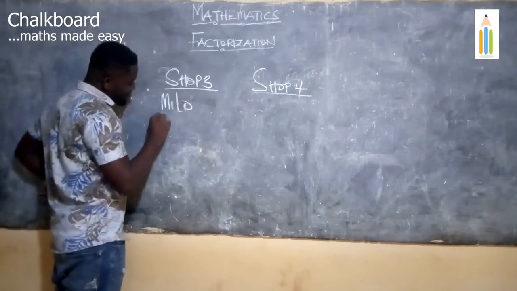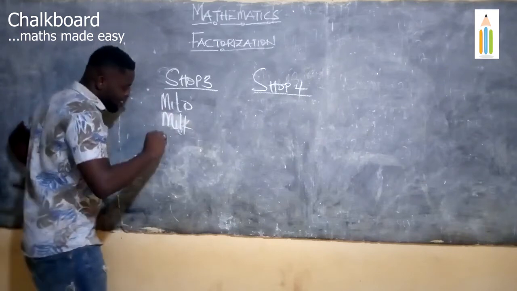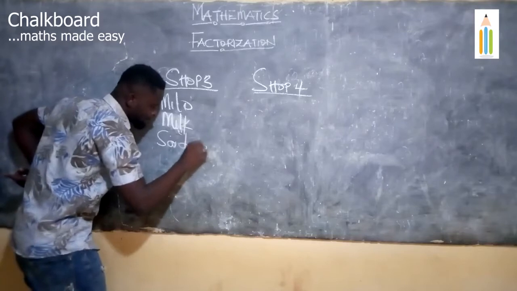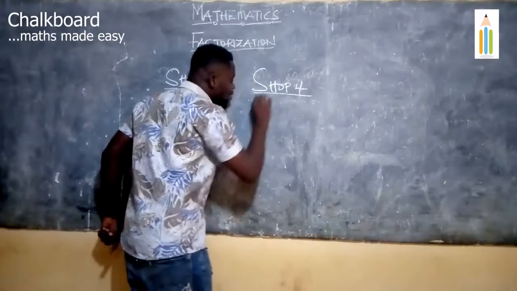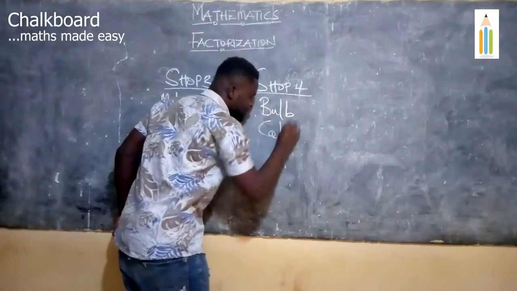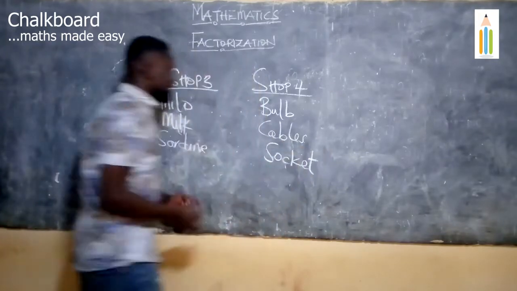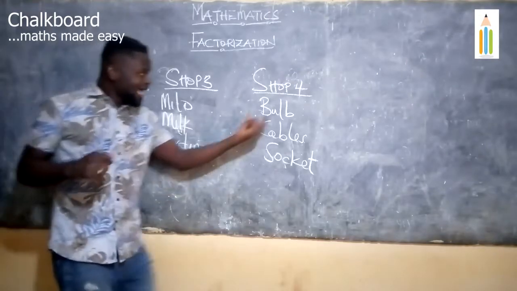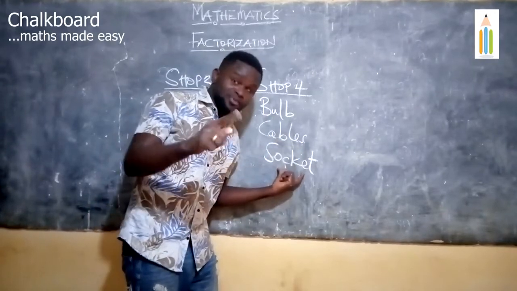And we have milk. We also have sardine in shop 3. And in shop 4, we have bulb, we have cables, and we have sockets. Now, shop 3 has Milo, milk, and sardine. And shop 4, we have bulb, cables, and we also have sockets.